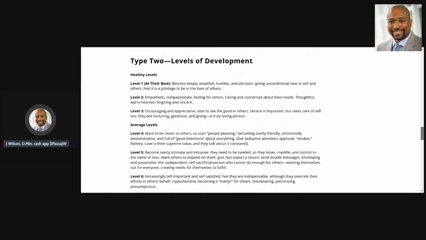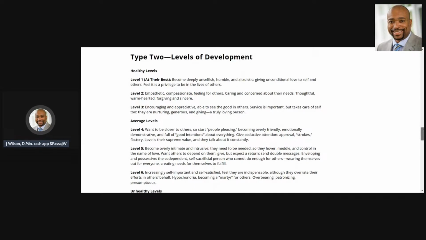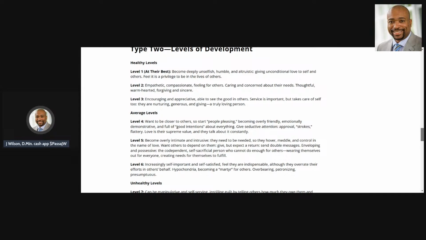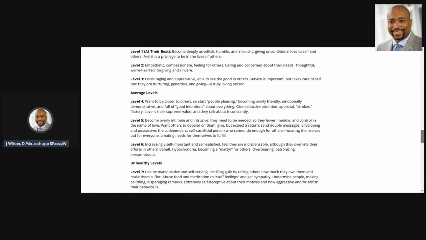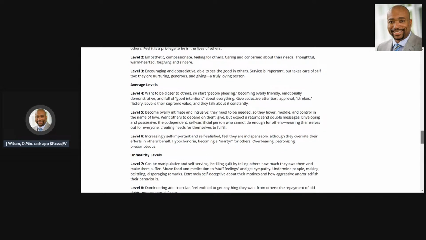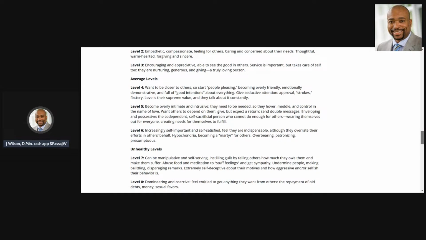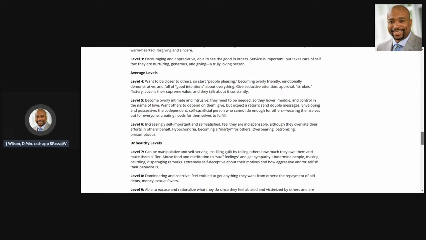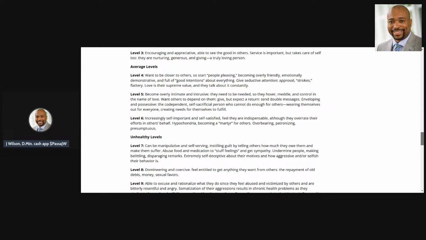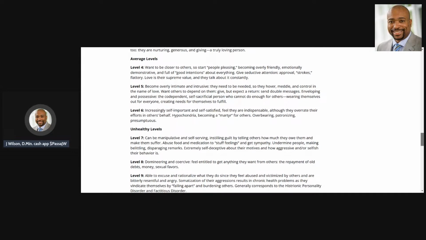Now, let us find out. When they're healthy, they become deeply unselfish, humble, altruistic, giving unconditionally. They feel it's a privilege to be in the lives of others. They're empathetic, passionate. They're encouraging and appreciative. Now, at average levels, they want to be closer to others. So they start people pleasing, becoming overly friendly, emotional. Okay, they become overly intimate and intrusive, increasingly self-important and self-satisfied.